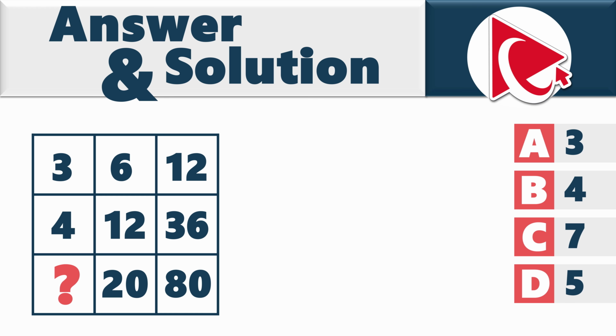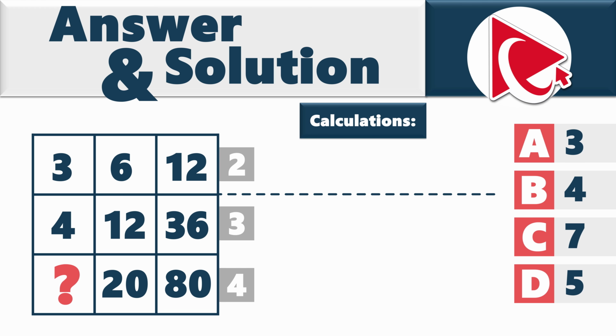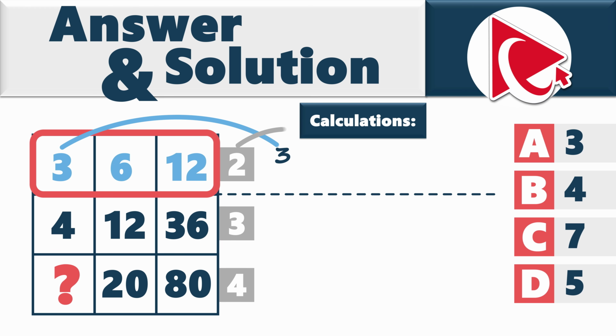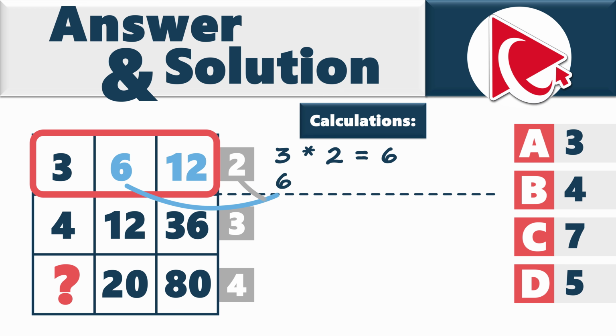For example, for the top row, the increment is 2. For the middle row, the increment is 3. And for the bottom row, the increment is 4. Let's look at the calculations to better understand this example. Let's look at the first row. We have numbers 3, 6, and 12. 3 multiplied by 2, which is an increment, equals 6. Then 6 multiplied by 2 equals 12.